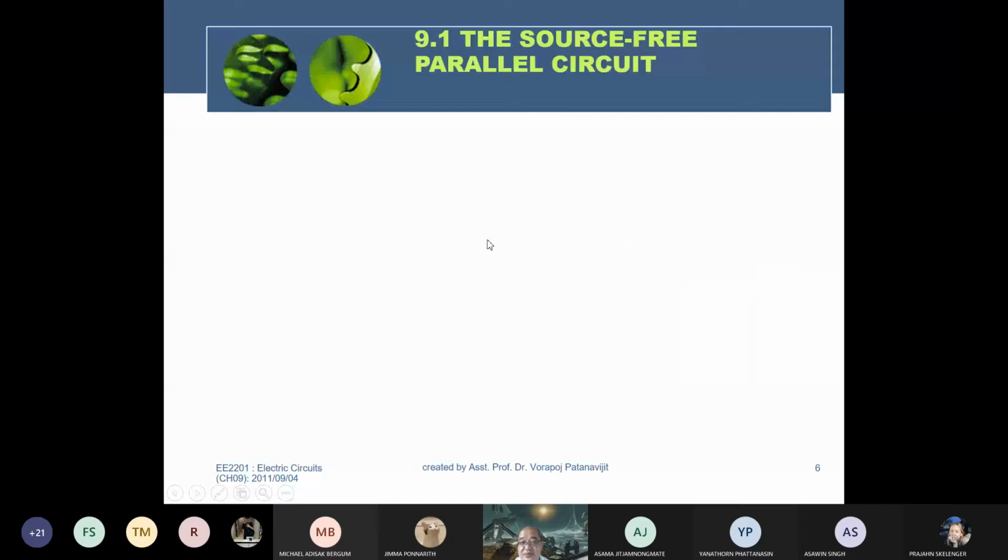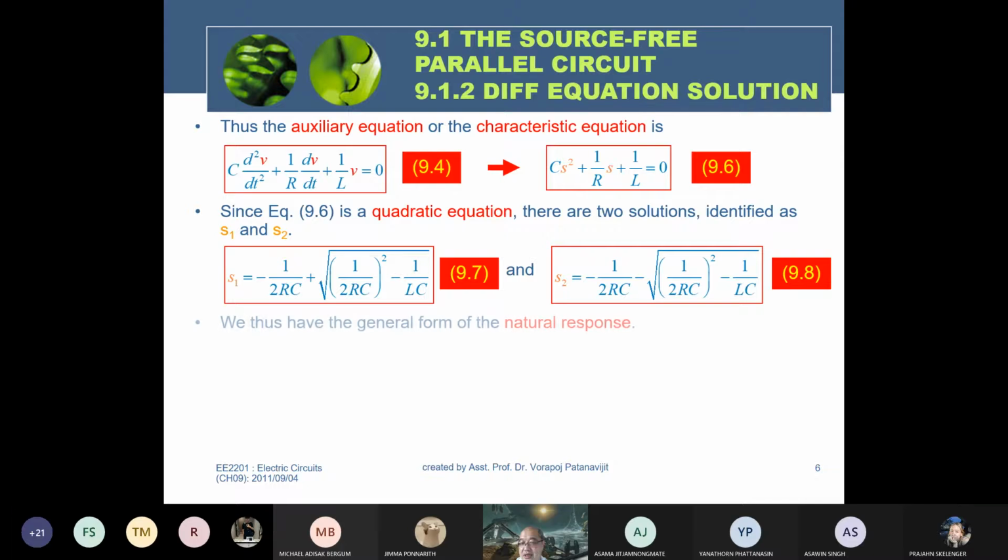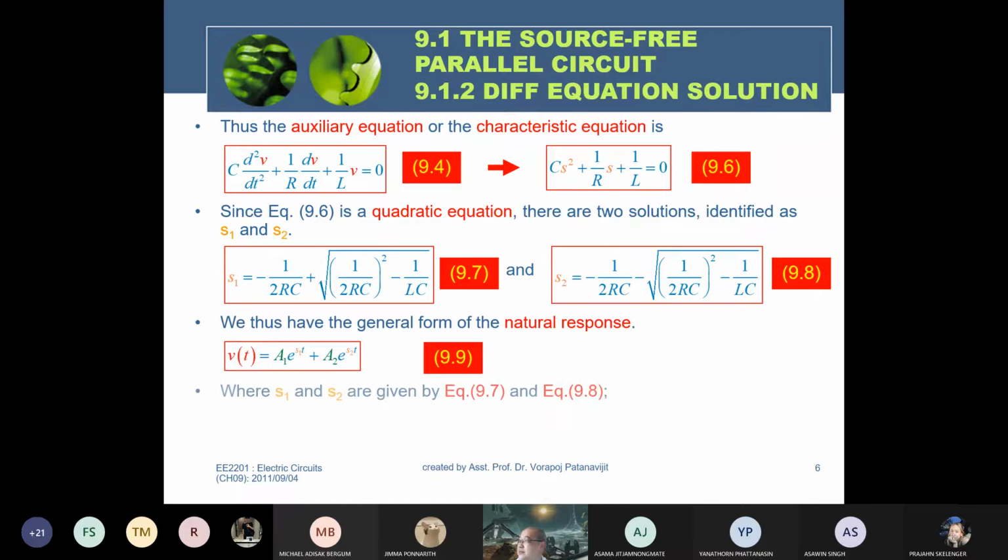I think you have something you don't understand. If I go too fast, it's a fast lecture, you can tell me. Now the next step. From the auxiliary equation, you get here and you get here. Now we just have the general form of the natural response, where s1 and s2 are given by equations 7 and 8.